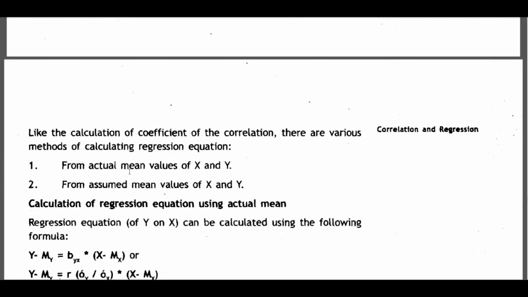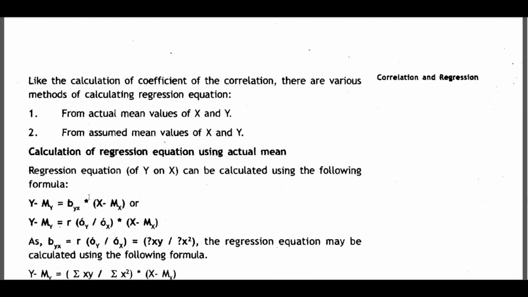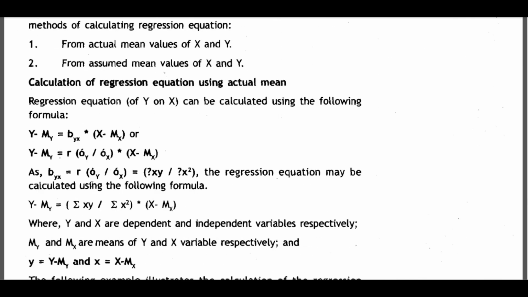Like the calculation of the coefficient of correlation, there are various methods of calculating the regression equation also. First is from actual mean values of x and y, and also from assumed mean values of x and y. So, calculation of the regression equation using actual mean, the first method. The regression equation of y on x can be calculated using the following formula. This formula is already given here.